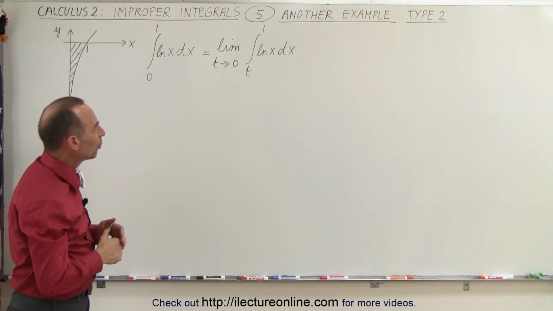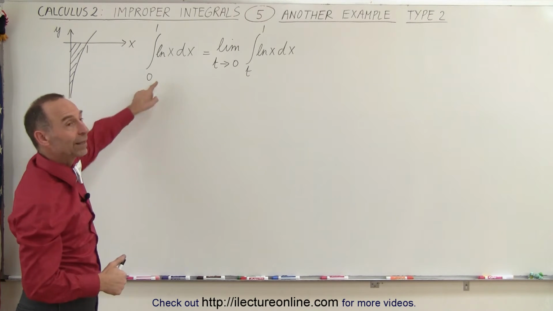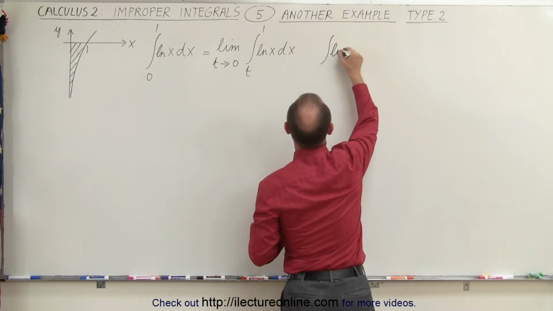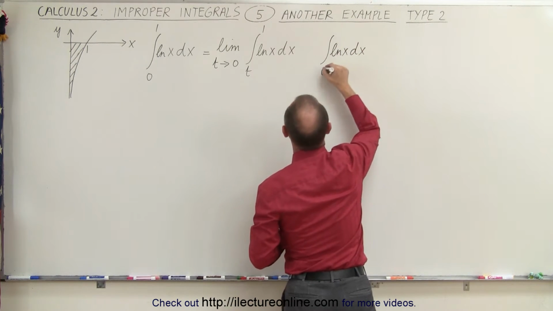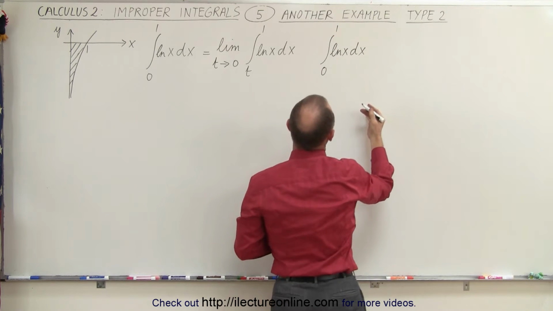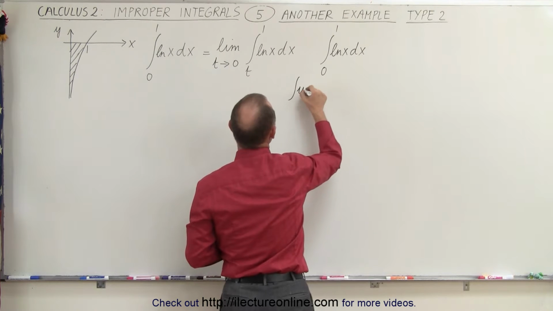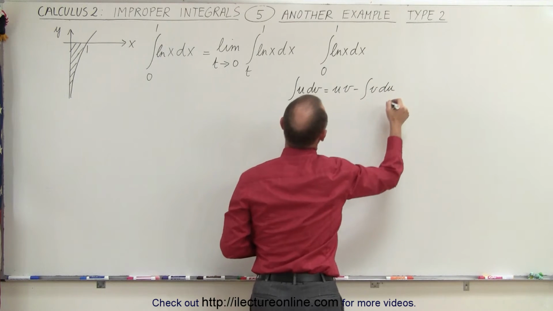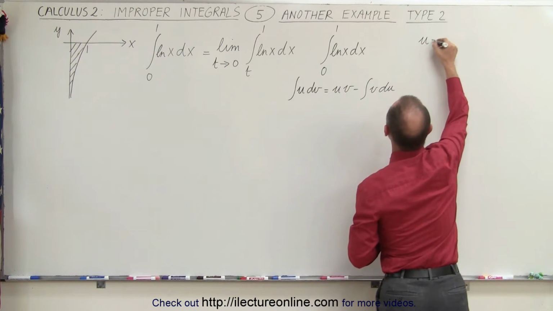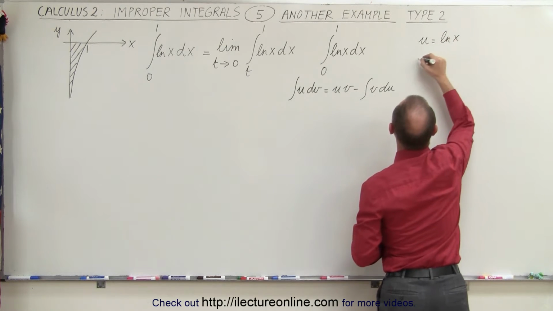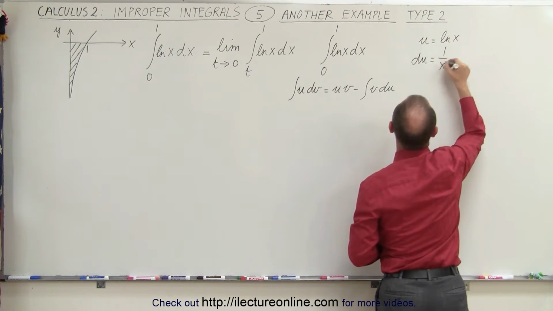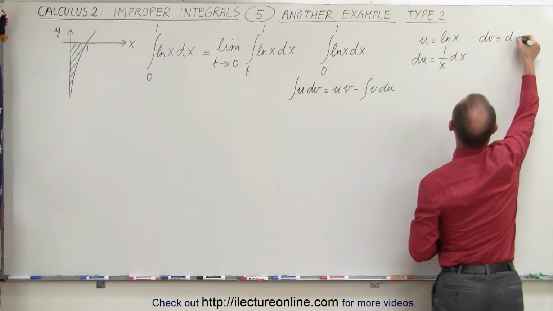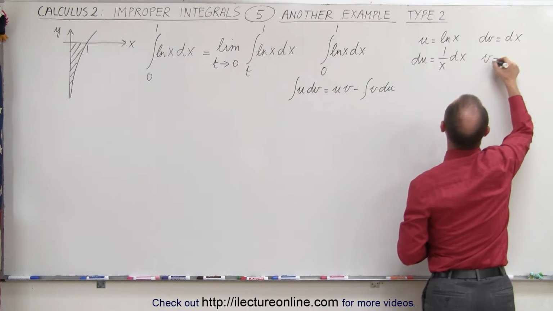Let's work out the problem where we ignore that advice and simply try to do it directly to see what would happen. So let's go ahead and try to integrate the natural log of x dx from 0 to 1. Of course, we need to use the integration by parts technique. The integral of u dv is equal to u times v minus the integral of v du. In this case, we're going to let u equal the natural log of x, which means that du is equal to 1 over x dx, and dv is equal to dx, so that means v is going to be equal to x.